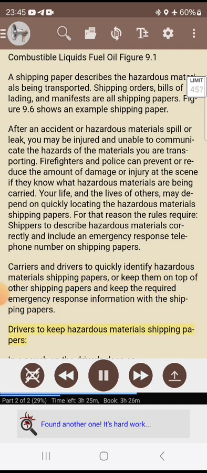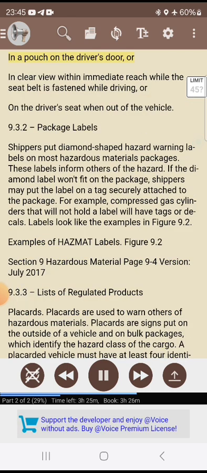Drivers must keep hazardous materials shipping papers in a pouch on the driver's door, or in clear view within immediate reach while the seat belt is fastened while driving, or on the driver's seat when out of the vehicle.